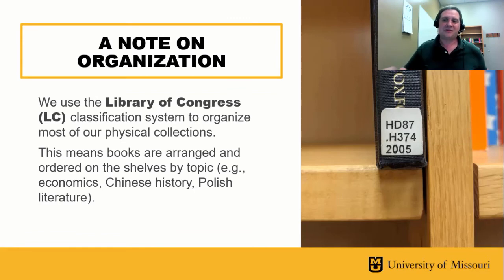The letters that make up, you see here on this book, HD 87 is the main call number here on this book. Letters don't necessarily correspond to the topic. So you need to understand that, like, a lot of our literature starts with the letter P. And P doesn't, it's not L for literature or F for fiction. And you don't really need to know, unless you really begin to use our collections a whole lot.